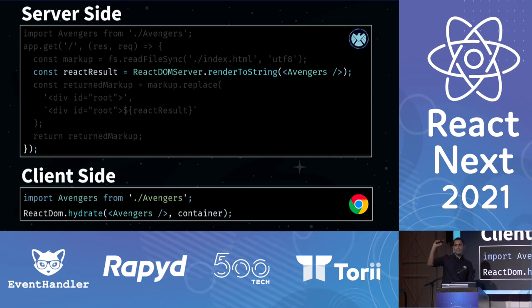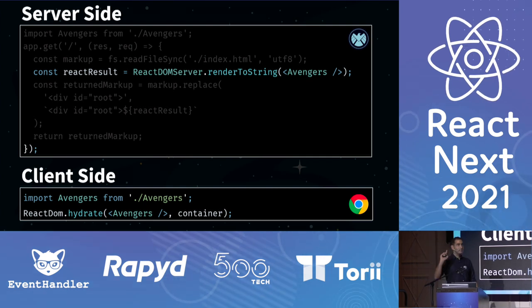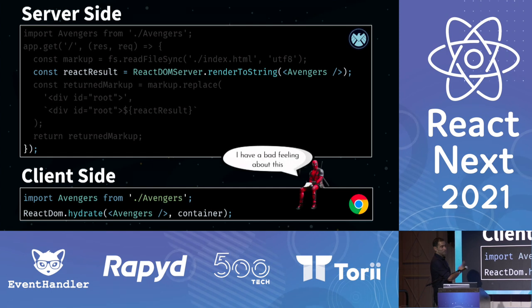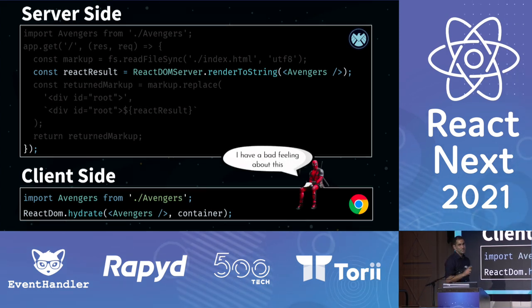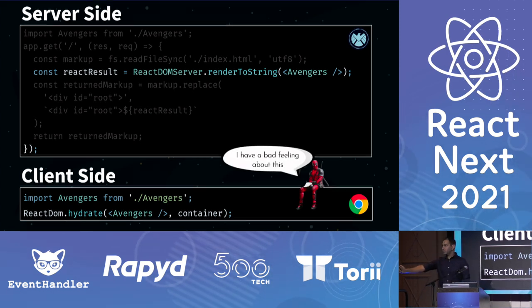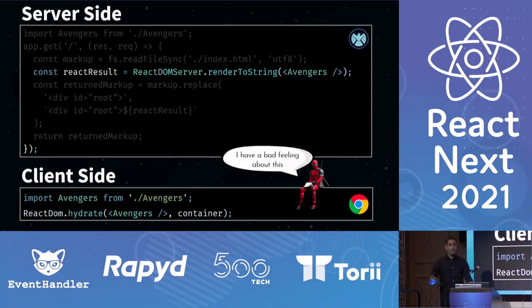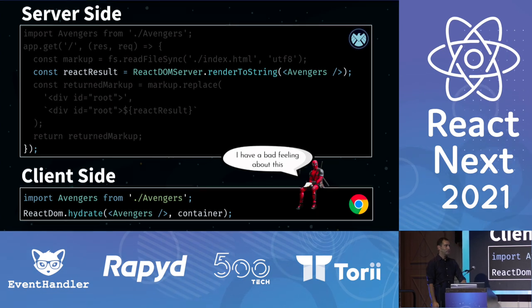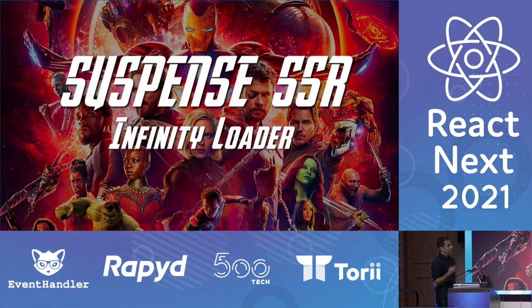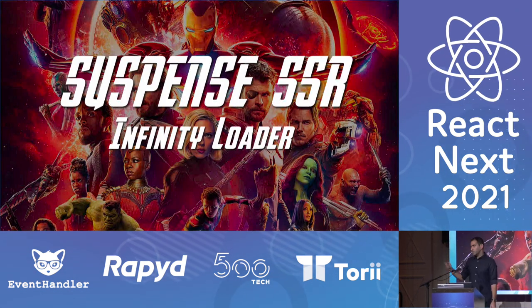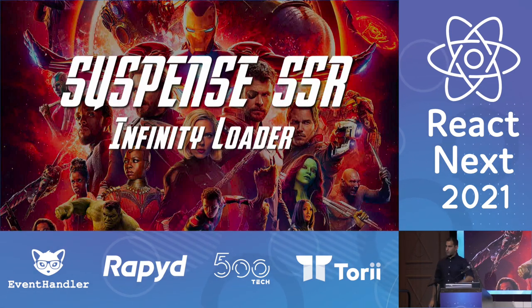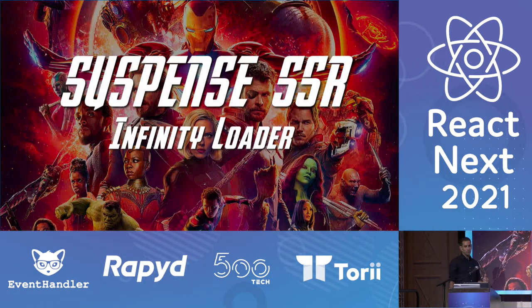Look at this line. It is synchronous. It is synchronous, and that's going to be a problem. Because in the server, if I'm asking for a page, the server cannot wait for everything to be loaded. It cannot wait for everything to be fetched, because then the client won't get anything. So in React 18, we're introduced to a new feature called Suspense SSR. You remember Suspense from the previous show that we saw?